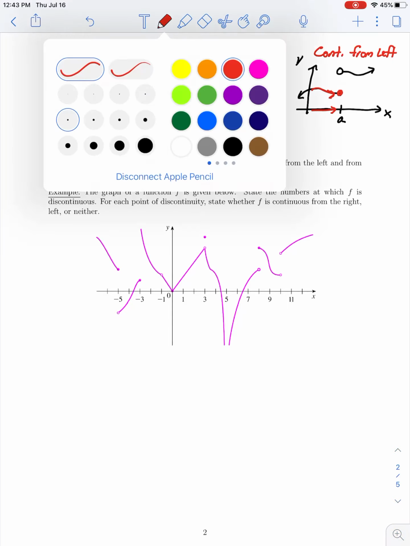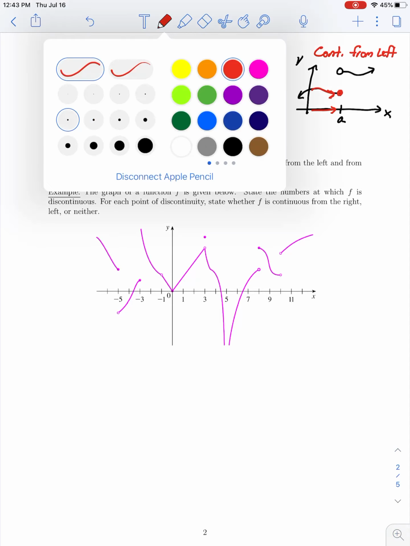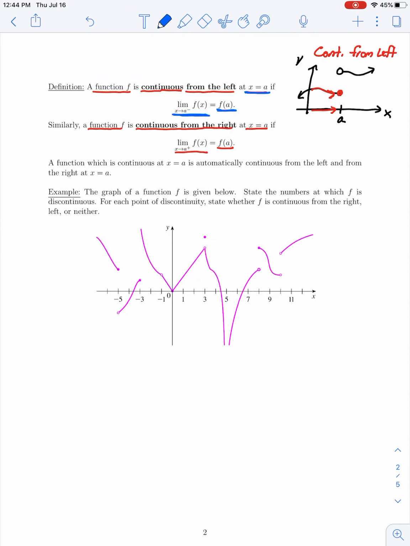Now we can consider a similar concept. We would say that a function f is continuous from the right at a point x equals a if the right-hand limit of the function is equal to f of a. So again, there's really three things that are implied here. The first is that the function is defined at x equals a. The right-hand limit of our function as x approaches a exists, and those two values must equal each other.